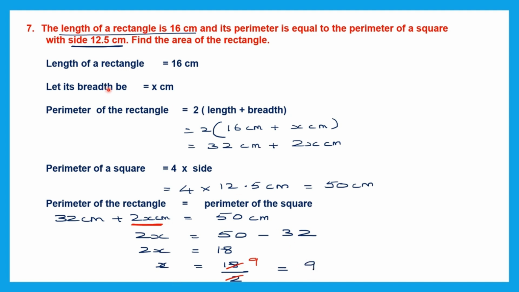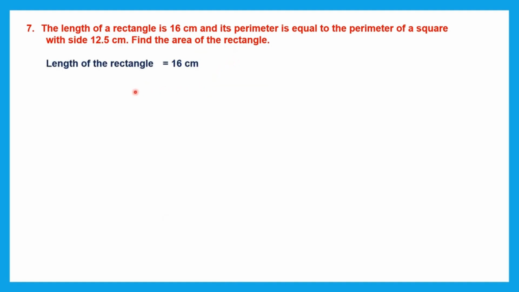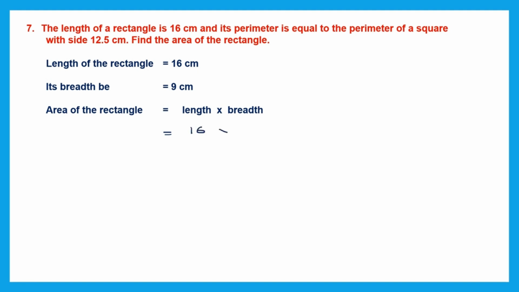And what did we say x is? We said x is the breadth. So we have found the breadth, and that is 9 centimeters. Now we have both the length 16 centimeters and the breadth 9 centimeters. We can find the area of this rectangle. So the length is 16, breadth is 9. The area is length into breadth, which is 16 into 9. 16 into 9 is 144. So the area of the rectangle is 144 centimeters square. So this is our answer.